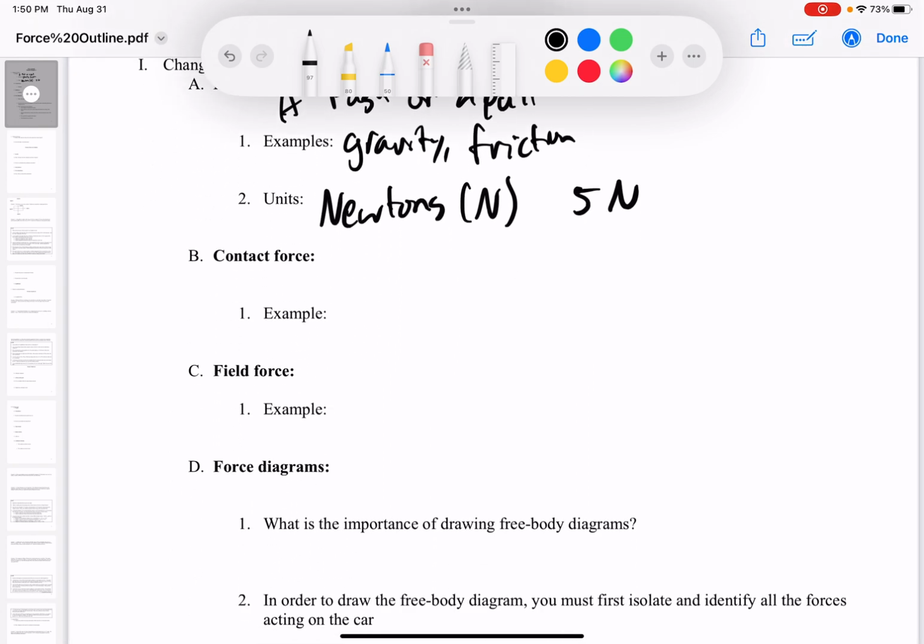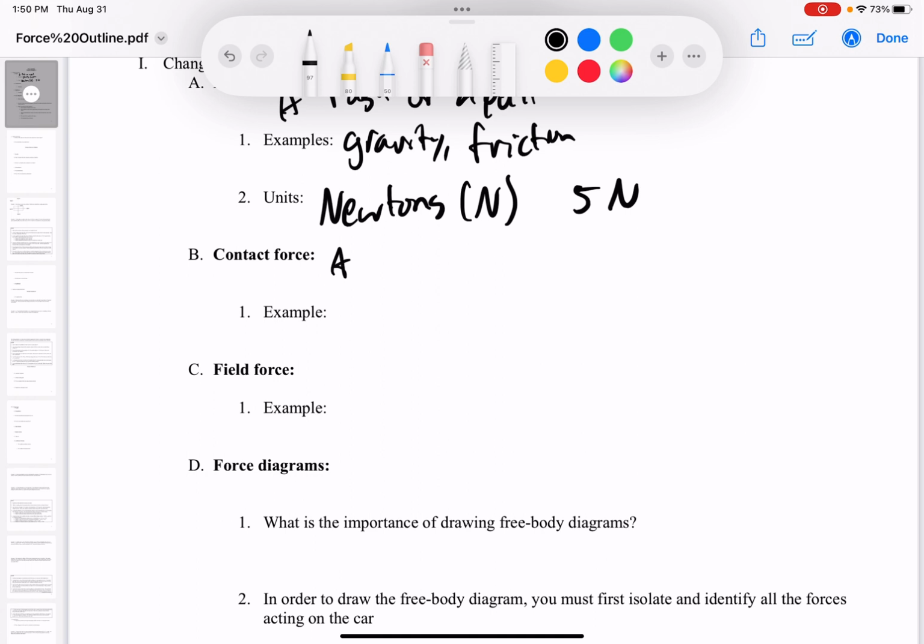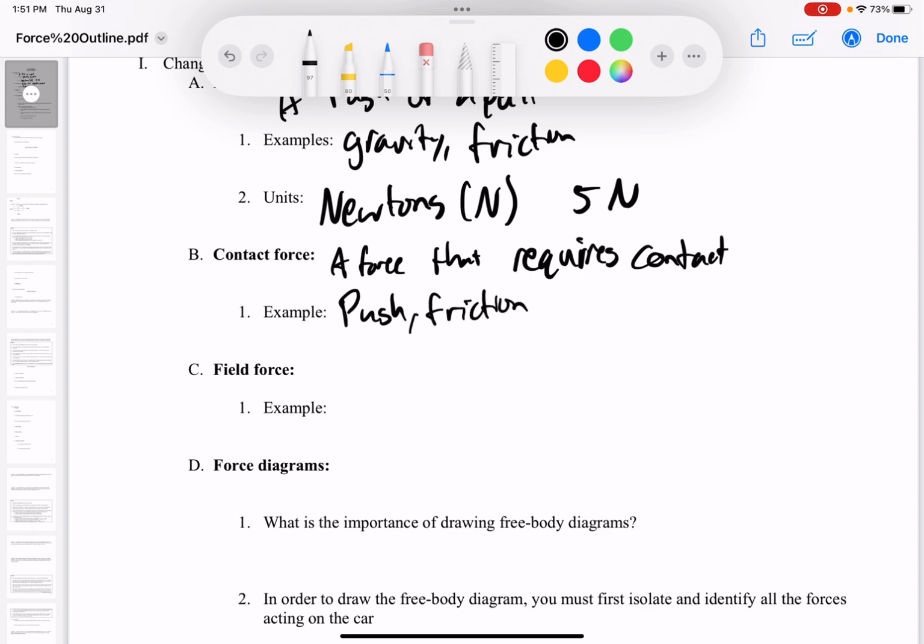Contact force is our next type of force. We have 2 main types of forces, and a contact force is a force that requires contact. Okay, so that just means these forces require things to be touching. So an example of that would be a push, right? In order to push something, you have to be touching it, or friction would be another example.